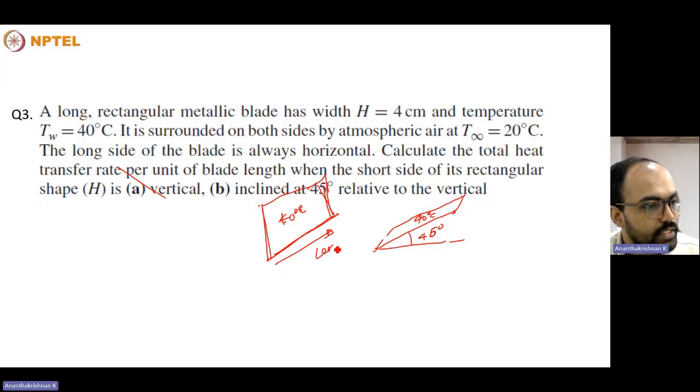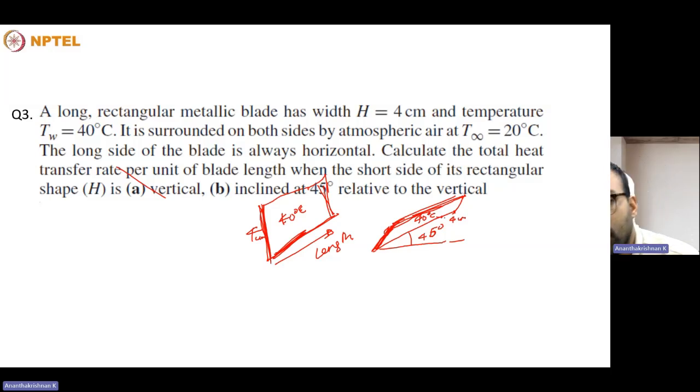This is the length direction. So we have to take a unit length in this direction. So it's a unit length, and the width is equal to 4 centimeters. So the height is equal to 4 centimeters. So we need to calculate the value of the total heat transfer.